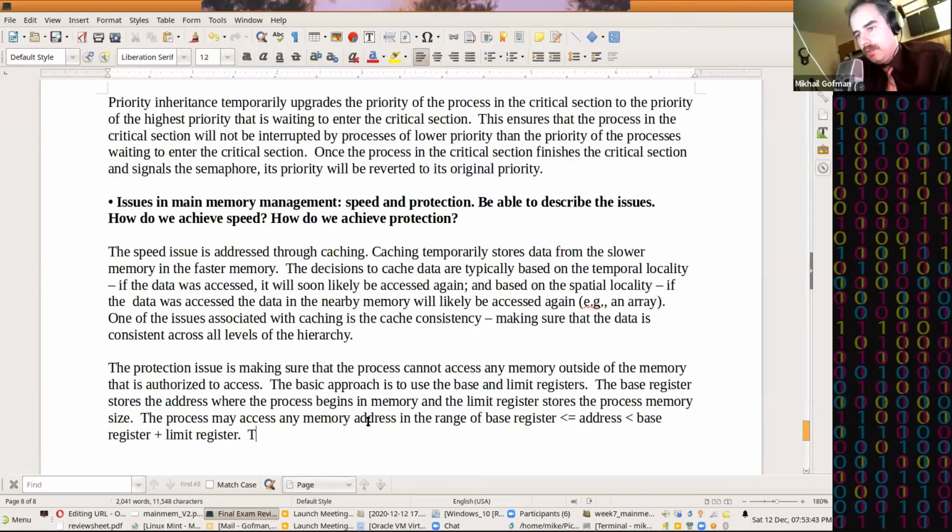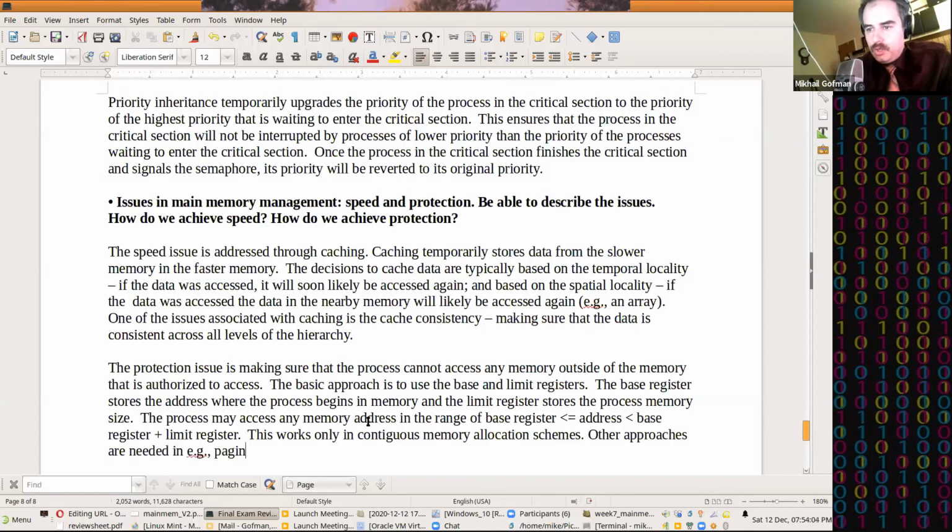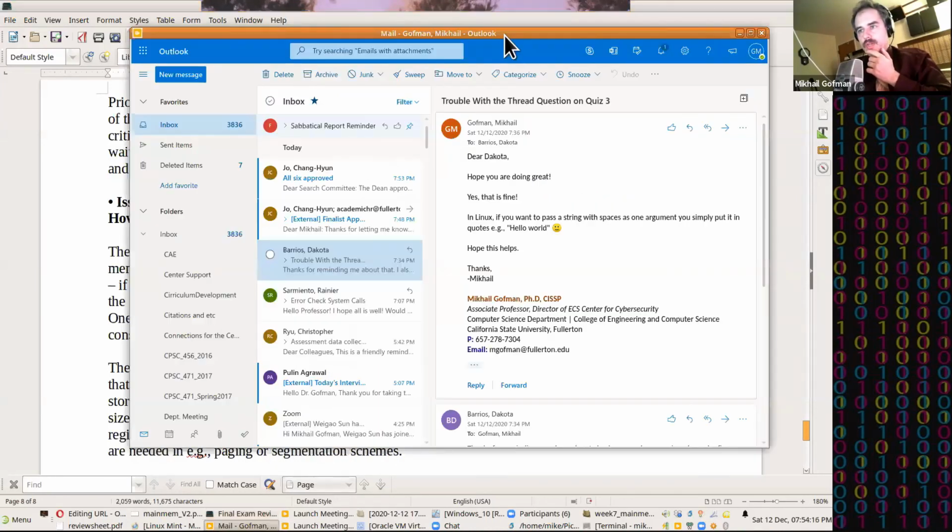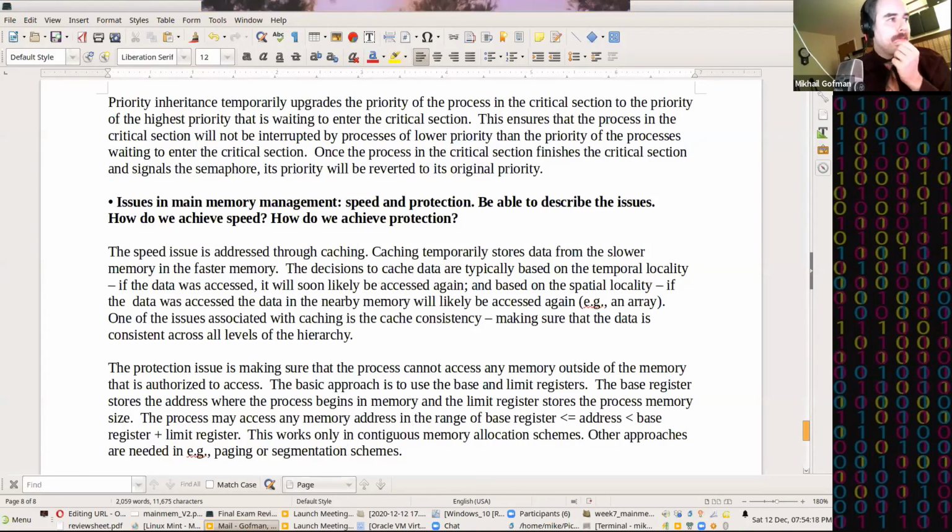Okay, this works only in contiguous memory allocation schemes. Other schemes are possible. Other approaches are needed in, e.g., paging or segmentation schemes, more segmentation than paging. Okay, so that's basically the idea. Now let's take a look at an example of this.